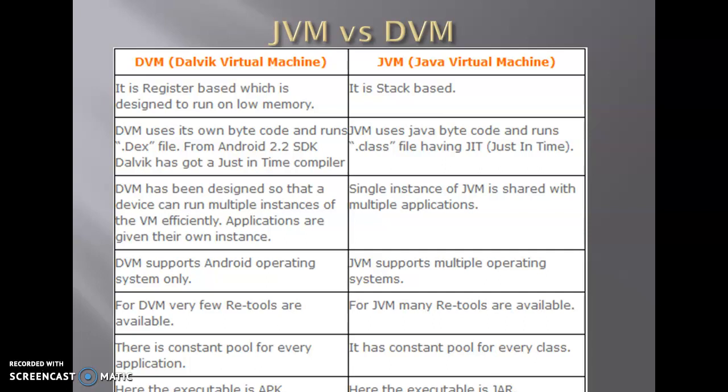The next difference is that there is a constant pool for every application in DVM, and in JVM it has a constant pool for every class. And the last difference is that DVM has the executable file APK and JVM has the executable file .jar. So these are the differences between JVM and DVM.